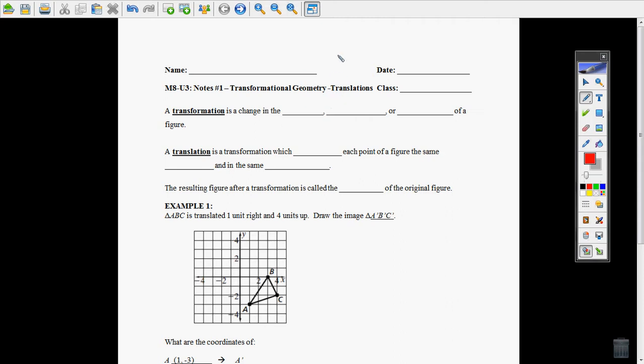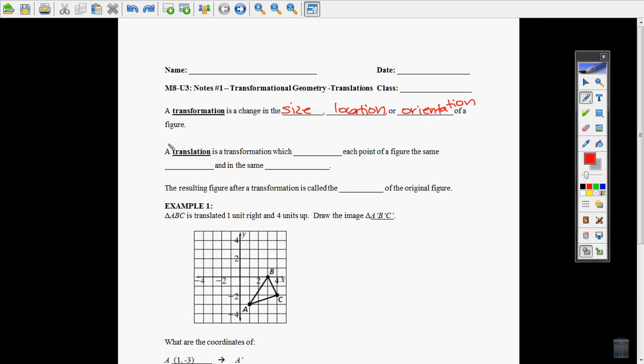So transformations. A transformation is a change in the size, a change in the location, or in the orientation. And orientation is a fancy word for direction. Like this arrow is pointing up. Pointing down just means a change of orientation. So orientation is just a matter of direction, okay? So again, a transformation is a change in the size, location, or orientation of a figure.